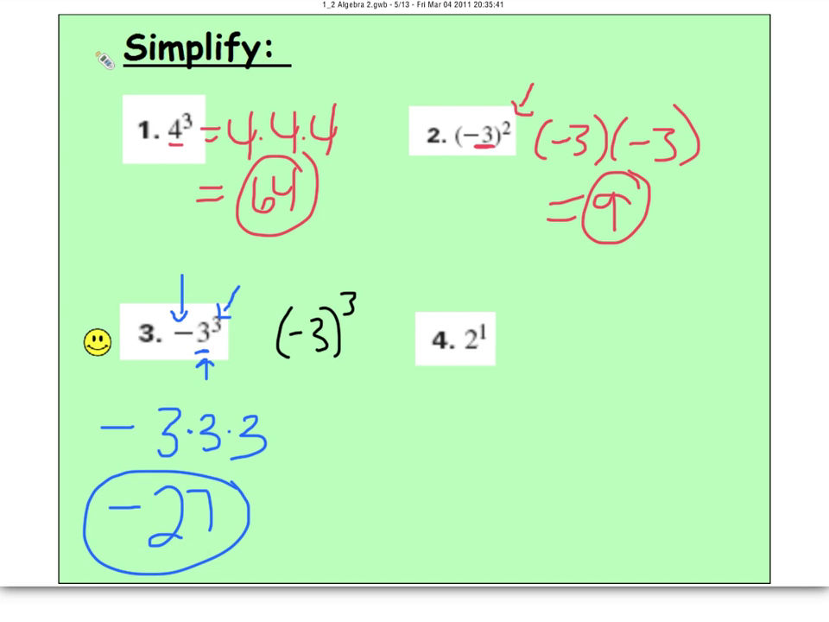Okay, number 4, I have to do the base number 2 one time. If you do the base number 2 one time, you get 2. There's no difference.